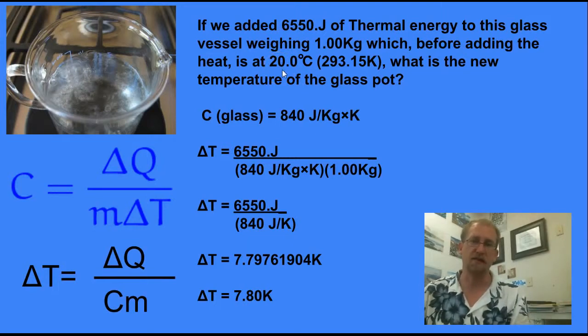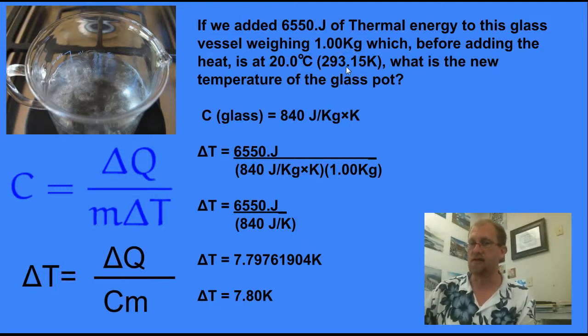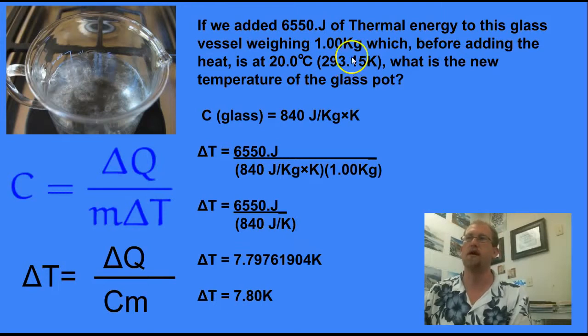You need to convert that to kelvins, so we need to be at 293.15 Kelvin. And remember, to convert degrees centigrade or degrees Celsius to Kelvin, you just add 273.15. Okay, so there we are, 293.15 Kelvin.